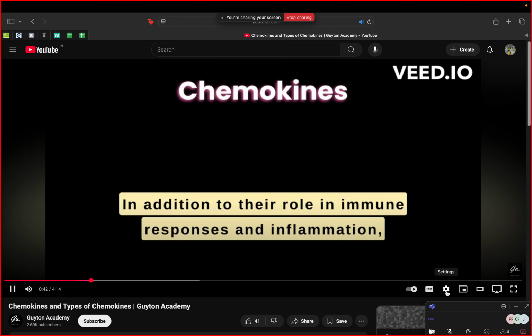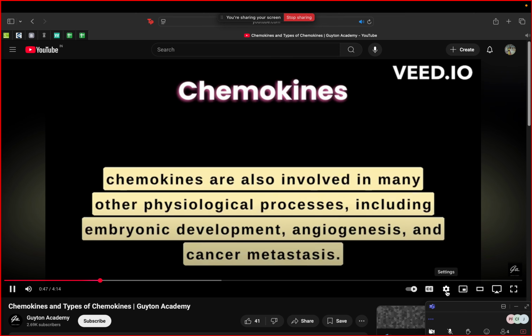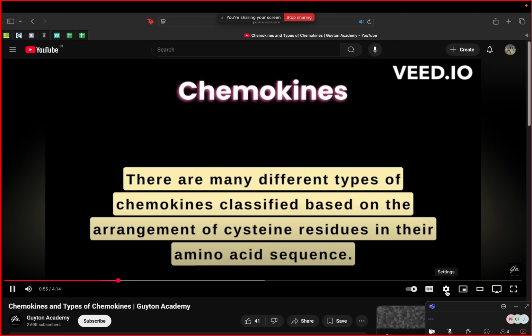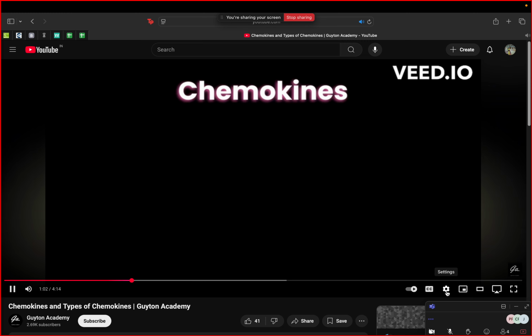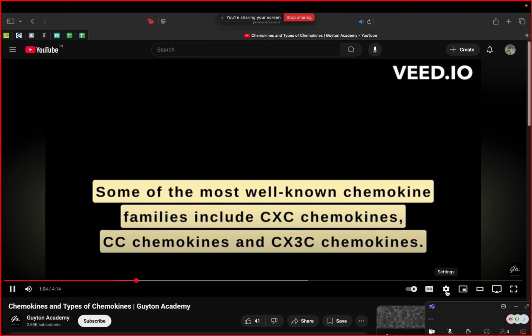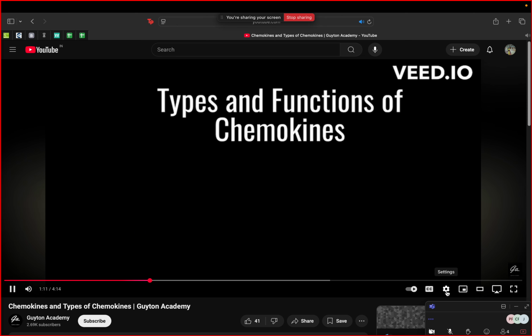In addition to their role in immune responses and inflammation, chemokines are also involved in many other physiological processes, including embryonic development, angiogenesis, and cancer metastasis. There are many different types of chemokines, classified based on the arrangement of cysteine residues in their amino acid sequence. Some of the most well-known chemokine families include CXC chemokines, CC chemokines, and CX3C chemokines. Types and functions of chemokines.